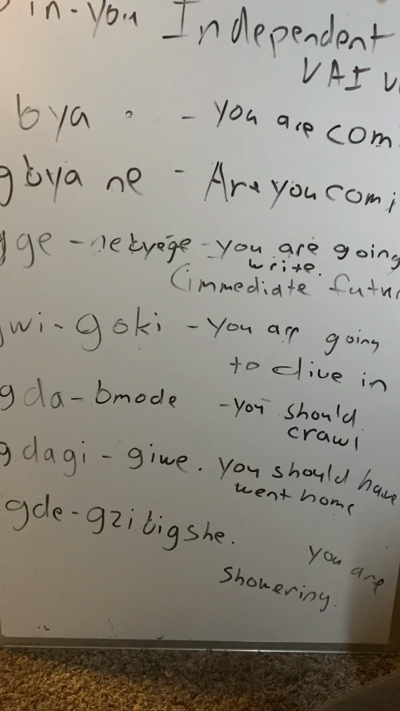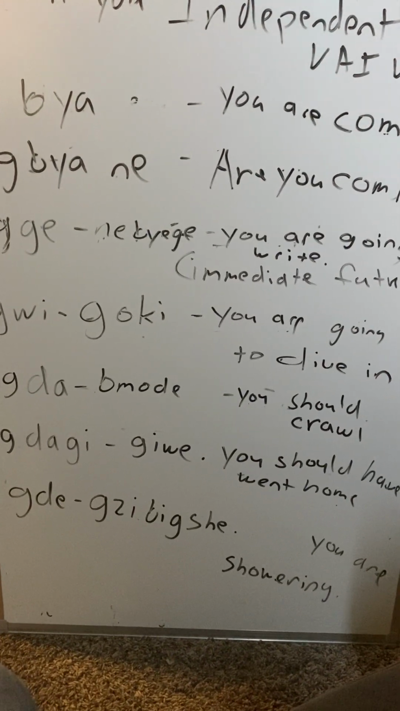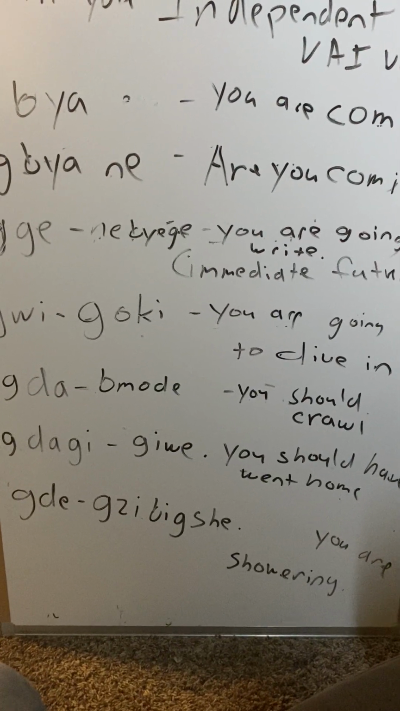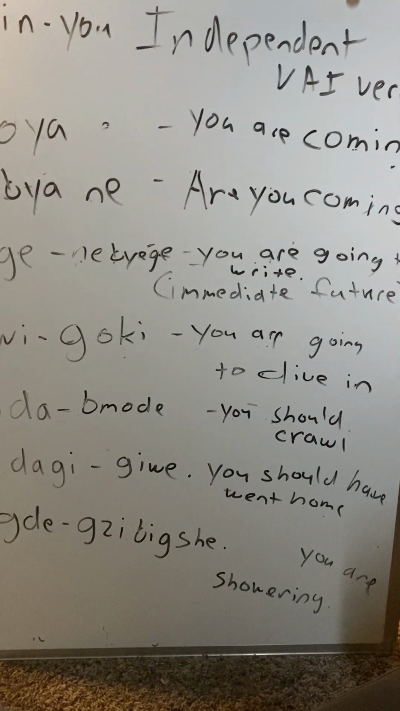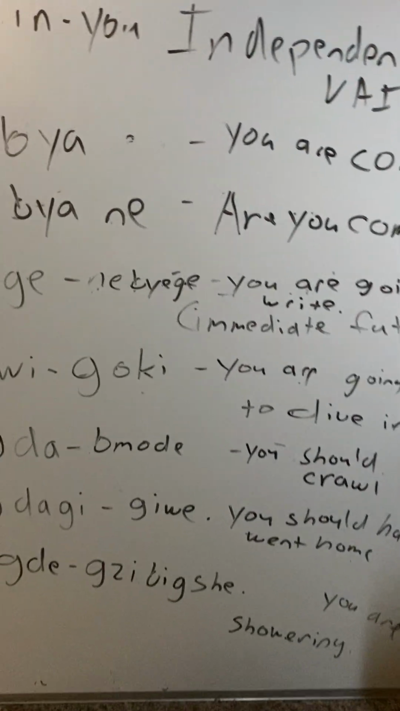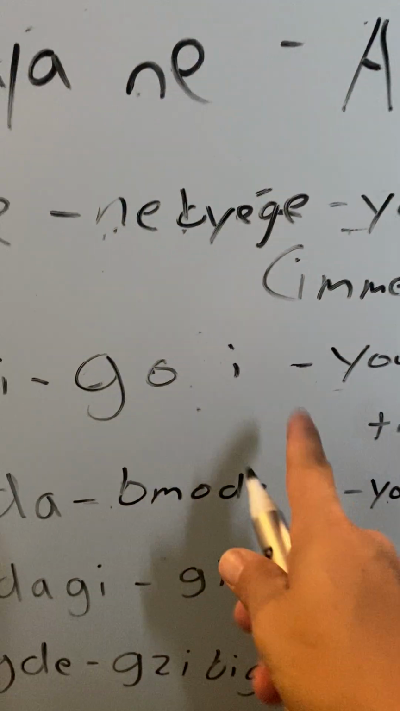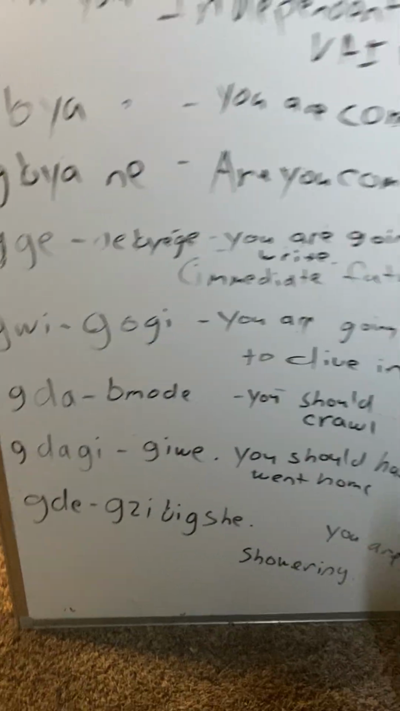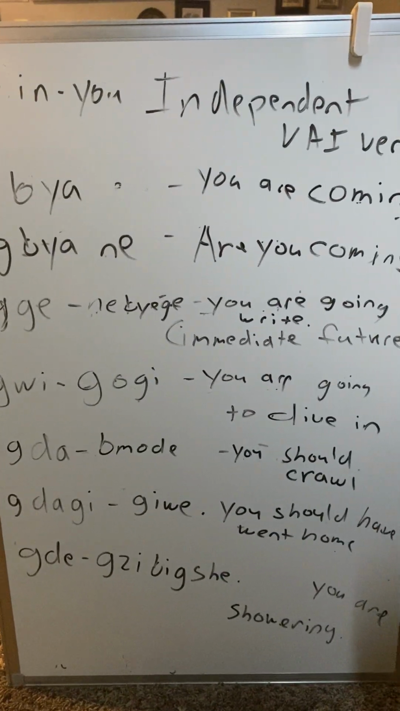Again, this is not telling somebody to do that, or asking them, are they going to do it? If you're asking them, you have to have that ne. It would be gui gogi ne. Are you going to dive in? Gui gogi ne. And I wrote this with a K, but it's really more of a G sound, honestly. I'm going to change it here. So gogi. Right here. There you go, gogi. Gui gogi. You're going to dive in.